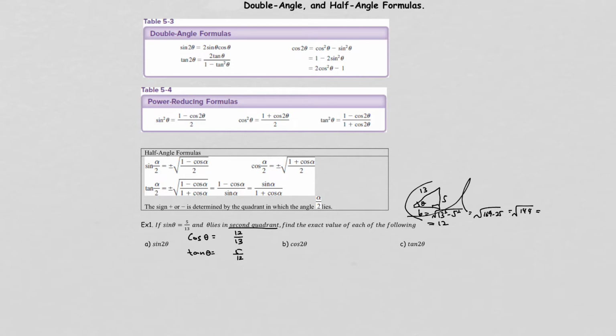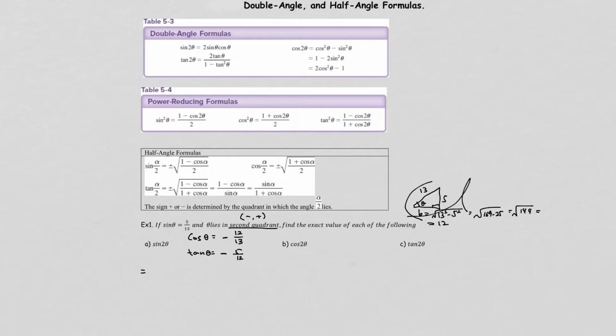In the second quadrant, you have negative and positive. So cosine should be negative. Sine is positive as given. It means tangent will also be negative. So we have all the values we need.